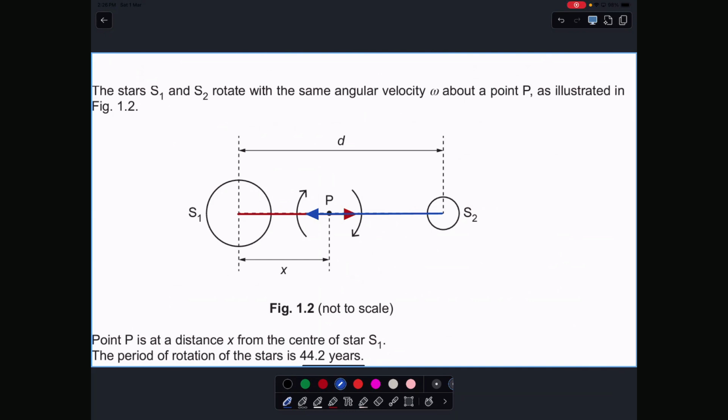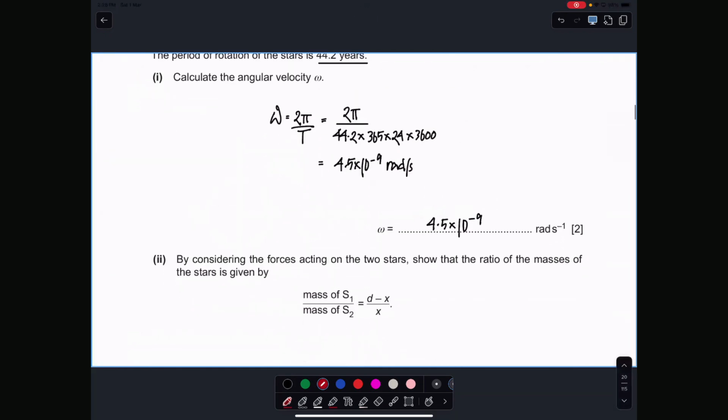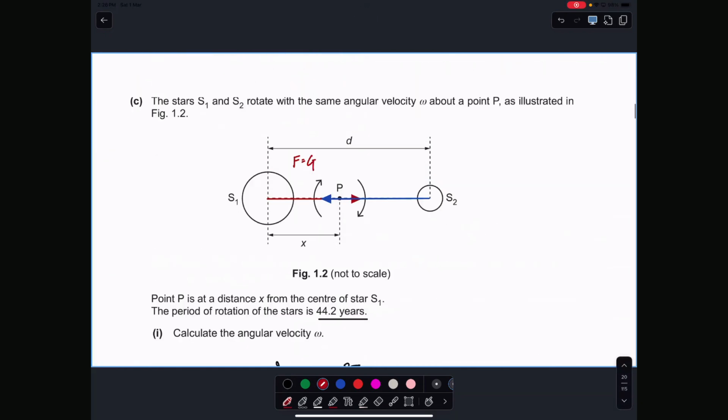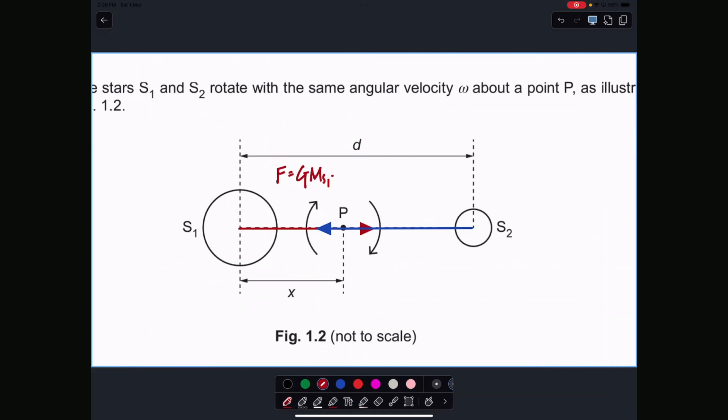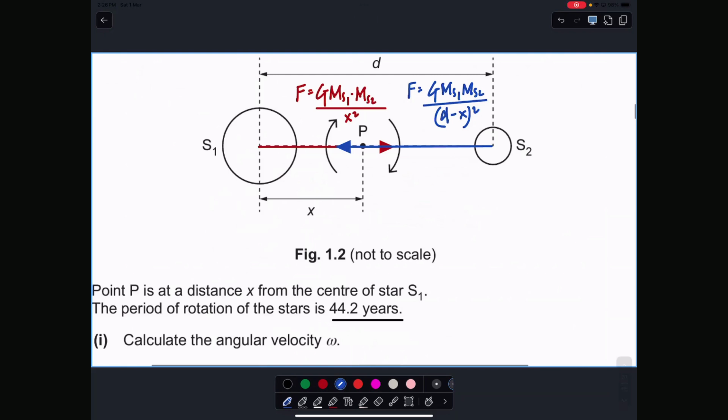So the force towards this point and the force towards that point are the same. So here the force will be F equals G. What do they ask us to find? The distance, right? So ratio of mass. So for S1, it will be G mS1 mS2 divided by what's this distance? X squared. And for the other, F equals G mS1 mS2 divided by the distance, which will be D minus x whole squared. Is that okay? D minus x whole squared.